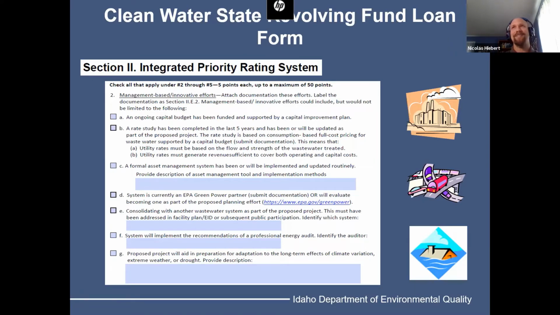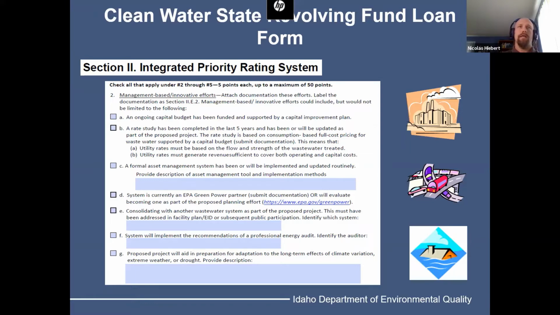In general, that's a pretty good idea, right? And so this is our opportunity to incentivize folks that have either done that or want to do that. Check that box, get points, but we will want to see documentation in the project that you're doing that. You can look down through these questions here, items B through G. They're mostly, again, management-based efforts. For example, item G is how is the project going to aid in preparation and adaptation to long-term effects of climate variation, extreme weather, drought, something along those lines. And you can provide a description of what that looks like.